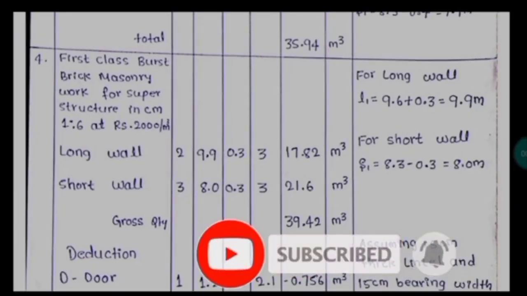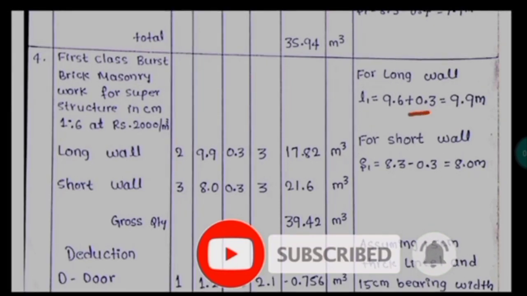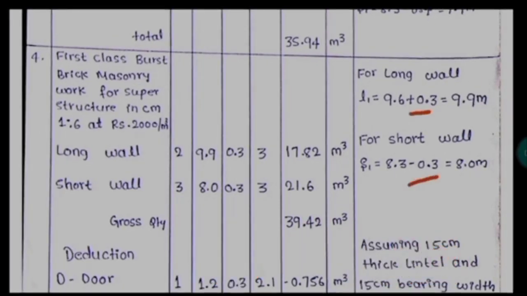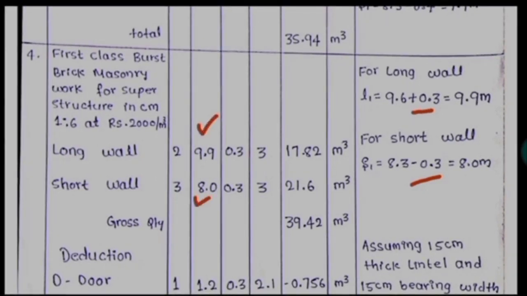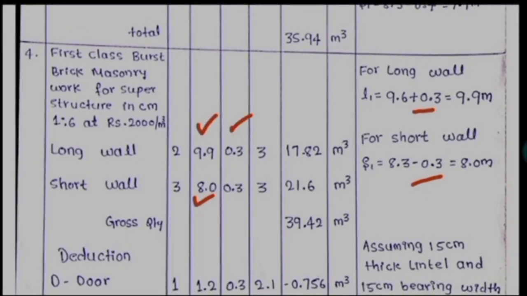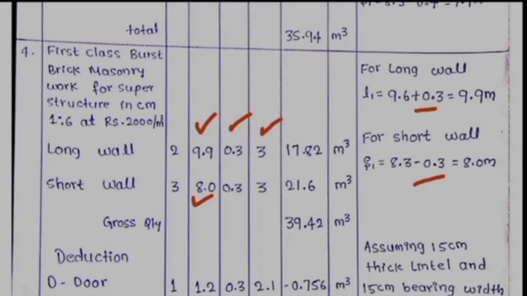So the width of the wall is 0.3 meter. So add 0.3 meter for the long wall and deduct 0.3 meter for the short wall. Then the length of the long wall becomes 9.9 meter and the short wall length becomes 8 meter. So 0.3 is the width of the wall and 3 meter is the height of the wall.